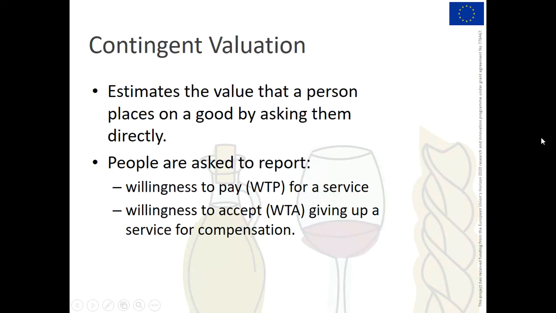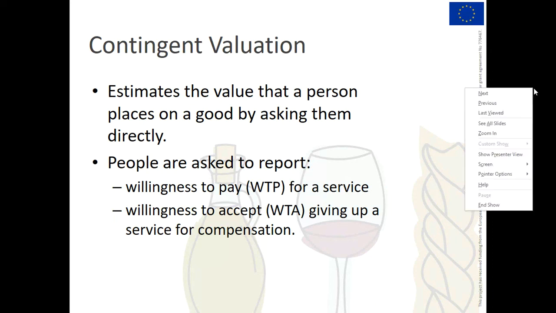So the first thing, contingent valuation. So this estimates the value that a person places on a good by asking them directly. And that's usually done through surveys with end users or potential end users like farmers. And they're asked about their willingness to pay for a service or their willingness to accept compensation for giving up that service. And I think the best way to explain this is through an example, which I have here.